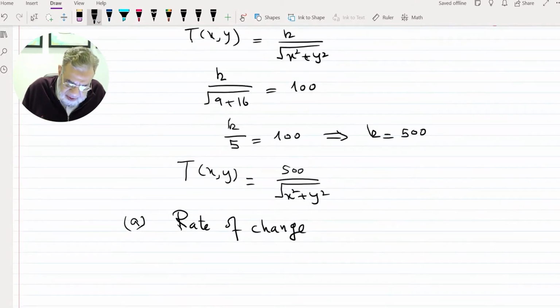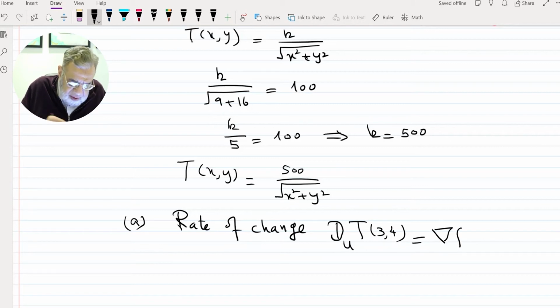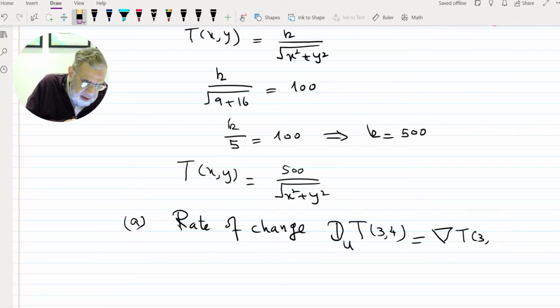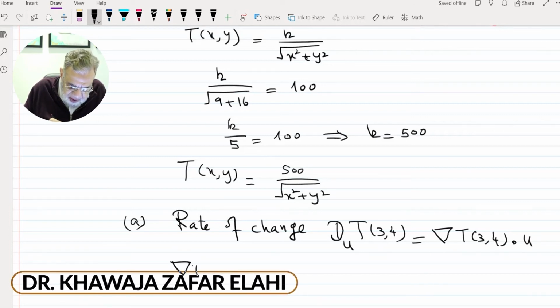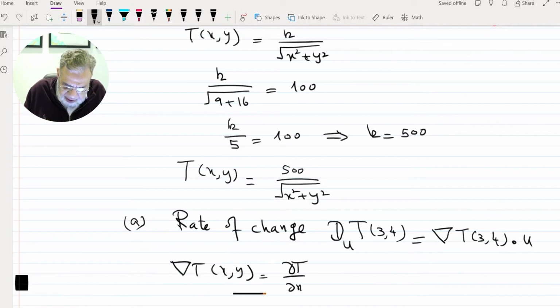So rate of change means that I want to find the directional derivative of the function at the point (3, 4) in the direction of vector u, and that's the gradient of the function T at the point (3, 4) dot the unit vector u. So I have to find the gradient, I have to find the unit vector, and I substitute to get my result. I find first the gradient of the function T at point (x, y). So this is partial T by partial x i plus partial T by partial y j.